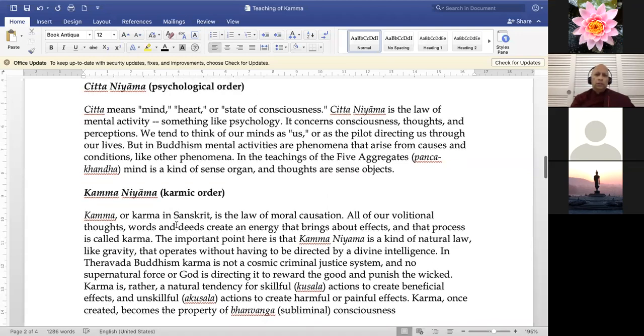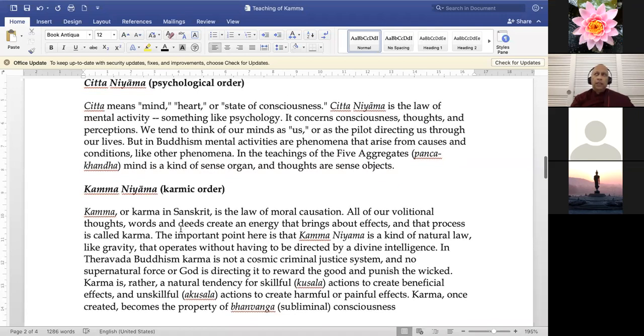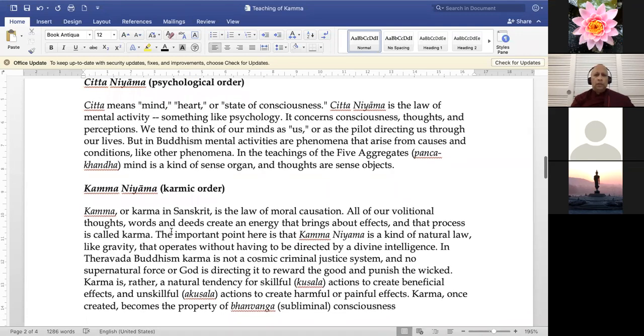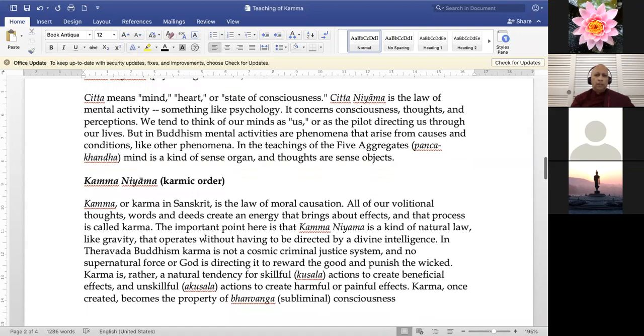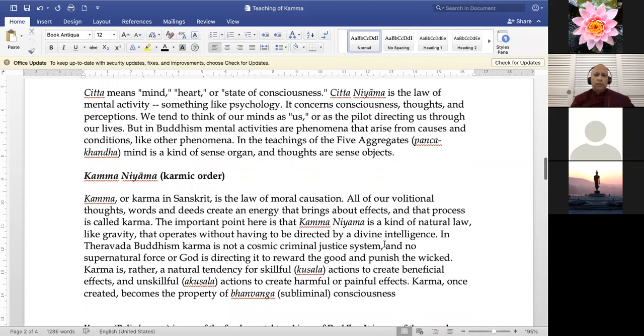Just like the element of wind creates cyclones and tornadoes, our action produces a mental force that is called karma. The important point is that karma, niyama, is a kind of natural law, like gravity, that operates without having to be directed by a divine intelligence. See, that's what we were talking about.